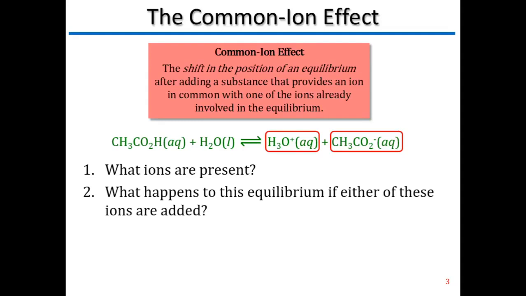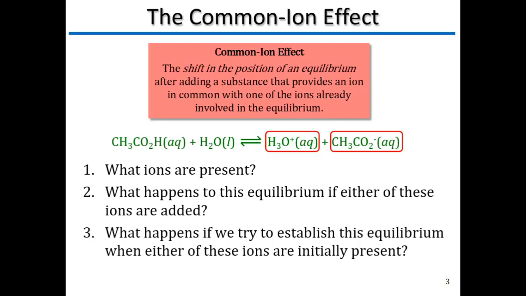We don't know what happens to this equilibrium if either of these ions are added. For instance, if we add H3O+ or if we add acetate ion, what's going to happen to this reaction? And lastly, what happens if we try to establish this equilibrium where either of these ions are already initially present? If you think back to your ice tables, we always started from only having reactants and no products. Well, what happens if we add some product and some reactant at the same time?